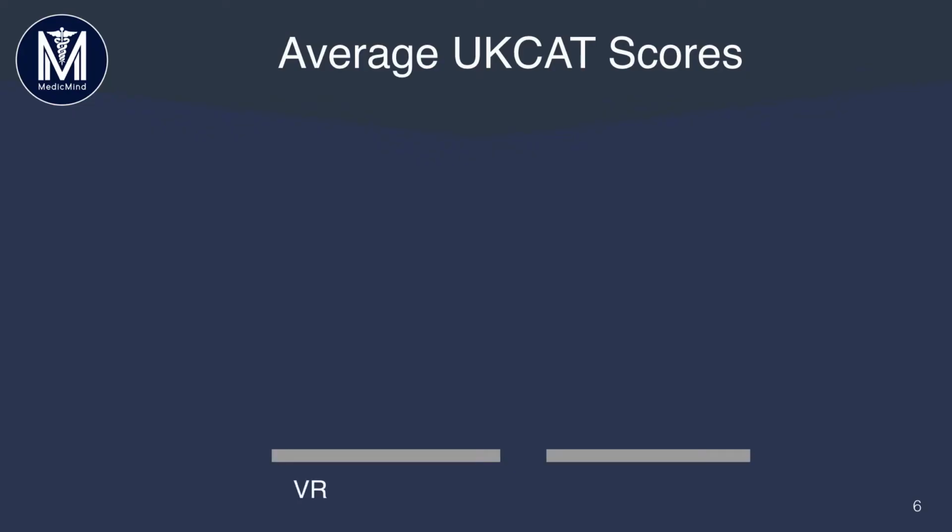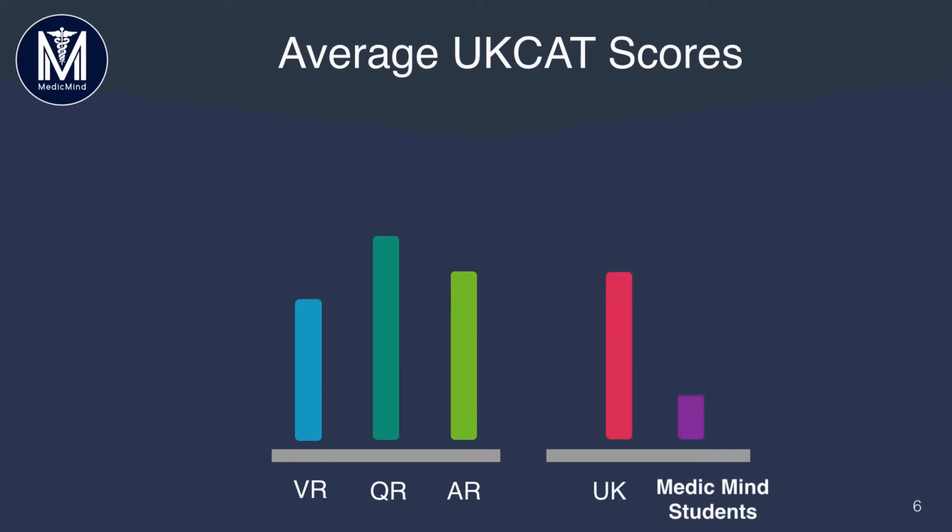So these are the average UKCAT scores from past years. With decision making, it's a new section, and with situational judgment, it's scored in bands, so we don't really have an average of that. As you can see, the UK average for the UKCAT is 643, but Medic Mind students have been found to get an average of 720.